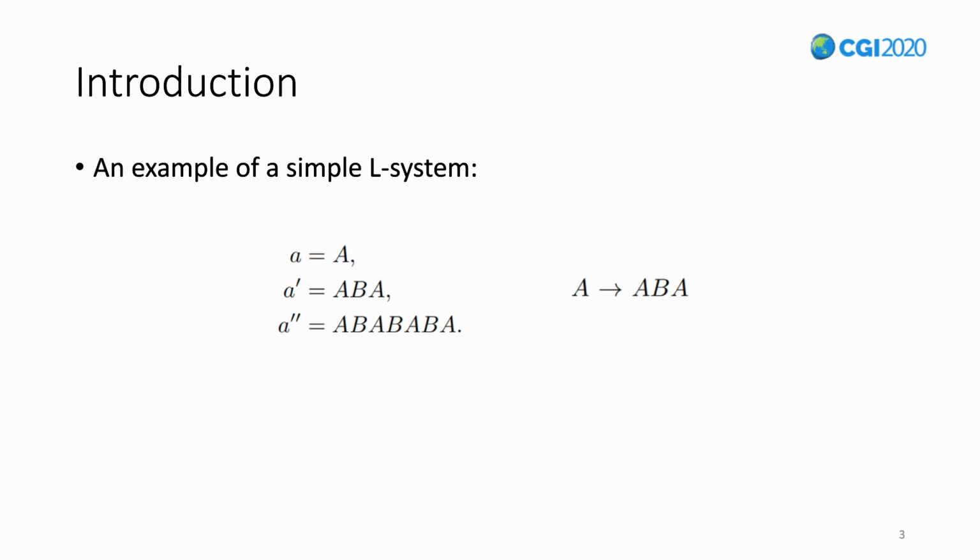The example system consists of one rule, a single symbol axiom, and 2 rounds of application of these rules. So the axiom in this case is A, just the symbol A, and the one rule is A becomes ABA. So applying this rule once gives ABA, and applying the rule twice gives the string of symbols ABABABA. And that's how a system grows.